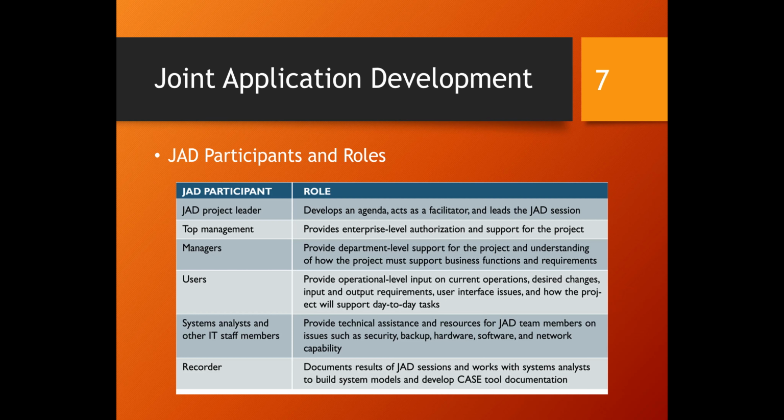But one thing that users have more than system analysts is that users are process owners. They know how to do that. So the way some JAD teams work is that they let users draw the diagram or the model, and the system analyst helps check the validity of that model. While in some teams, the system analyst prepares the models and lets the users check whether it is correct or not.